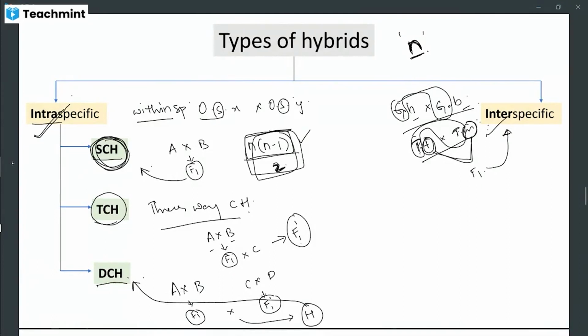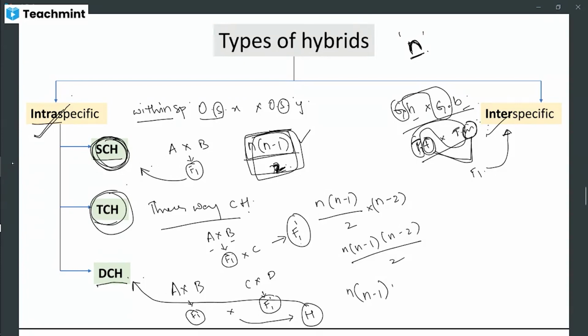If I ask you to exclude the reciprocals, then you need to divide it by 2. So the formula for three-way cross hybrid will be n into n minus 1 divided by 2 into n minus 2, or you can simply say n into n minus 1 into n minus 2 divided by 2. Whereas in case of your double cross hybrid, it is n into n minus 1 into n minus 2 into n minus 3 divided by 8, right? So these are different numbers of hybrids that can be obtained in different intraspecific classification of hybrids.